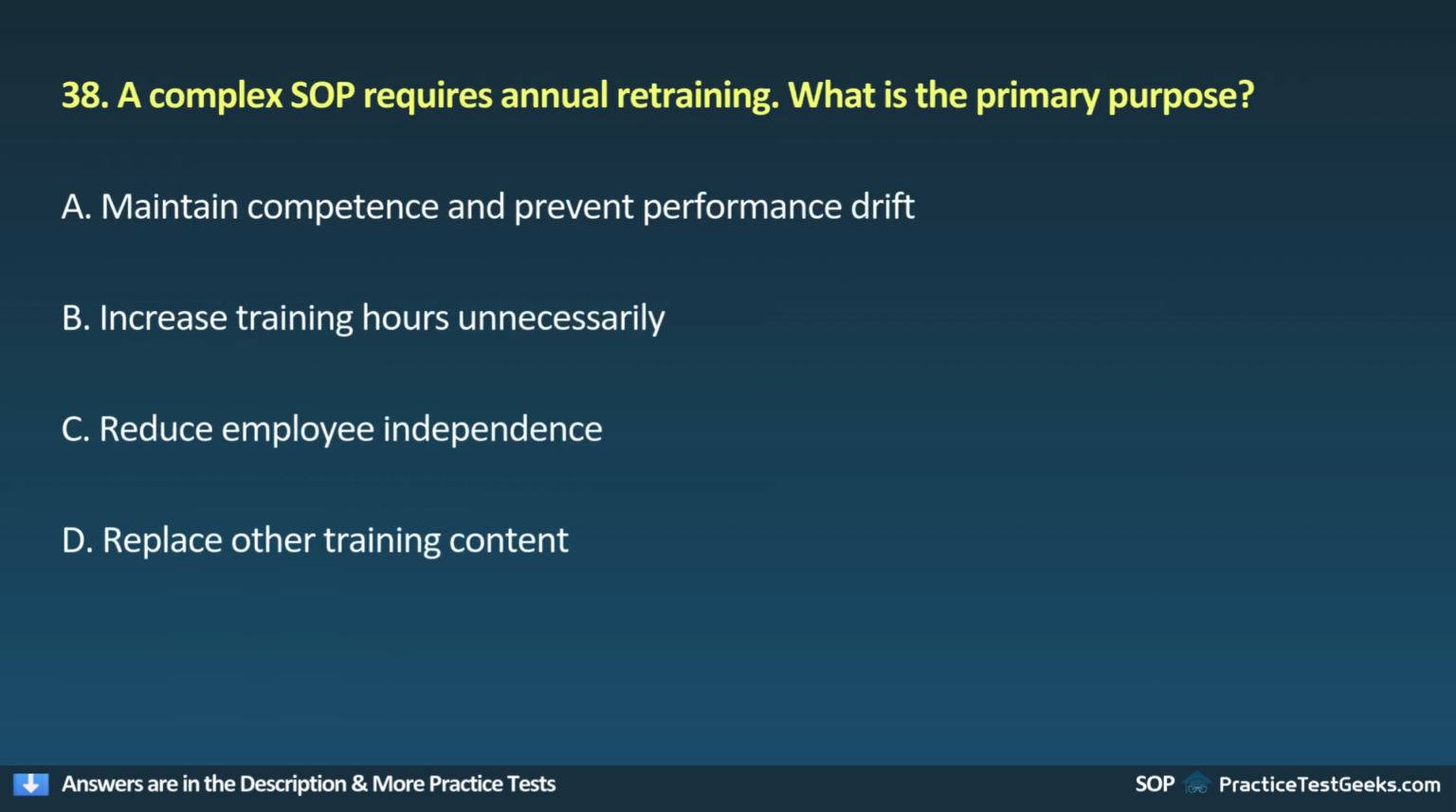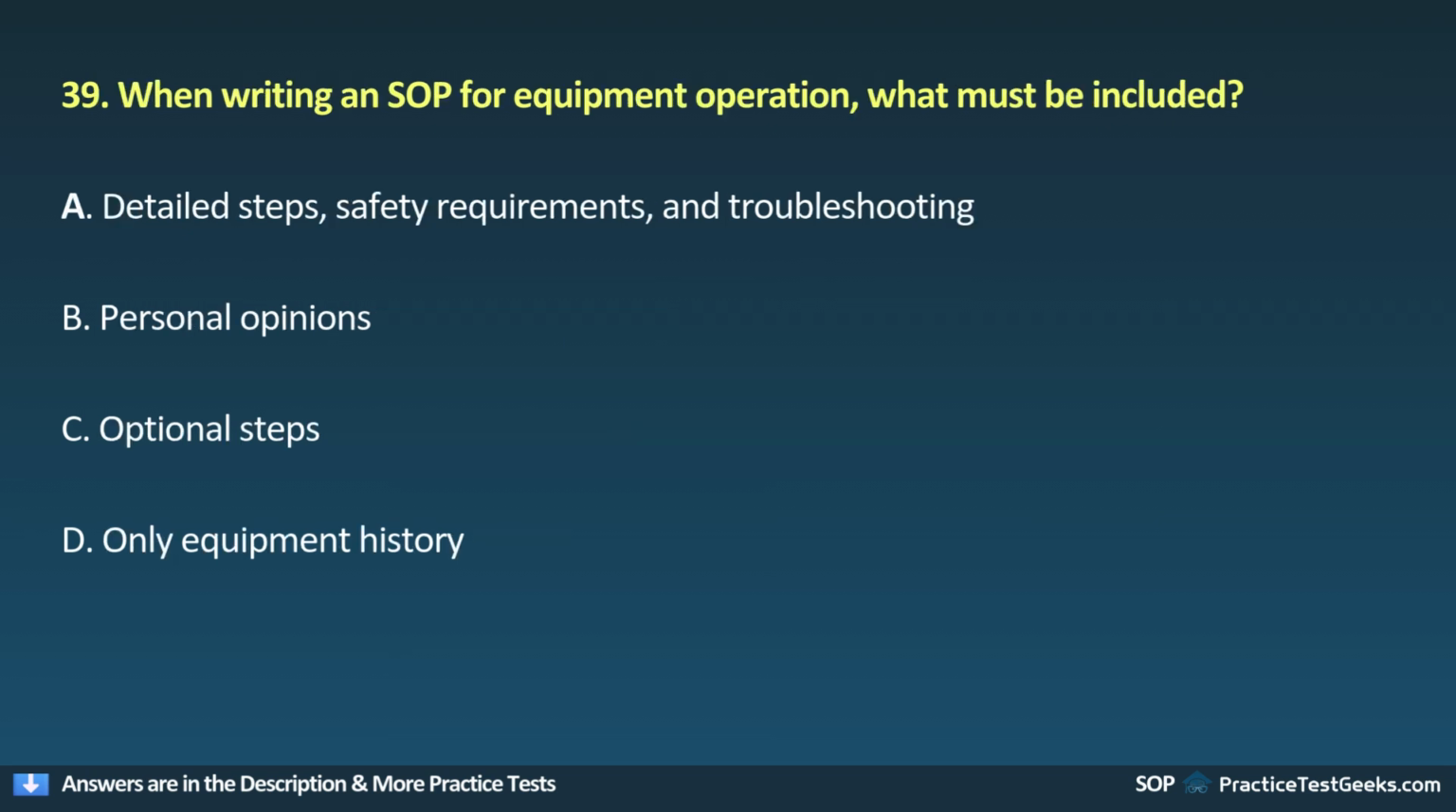38. A complex SOP requires annual retraining. What is the primary purpose? A. Maintain competence and prevent performance drift. B. Increase training hours unnecessarily. C. Reduce employee independence. D. Replace other training content.